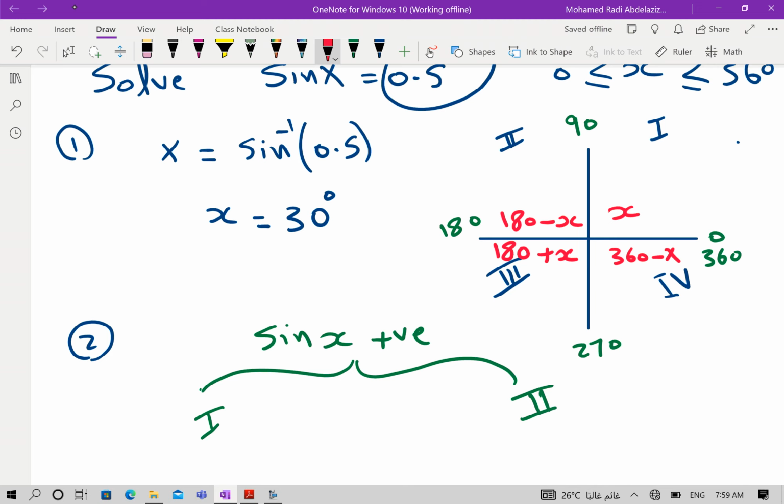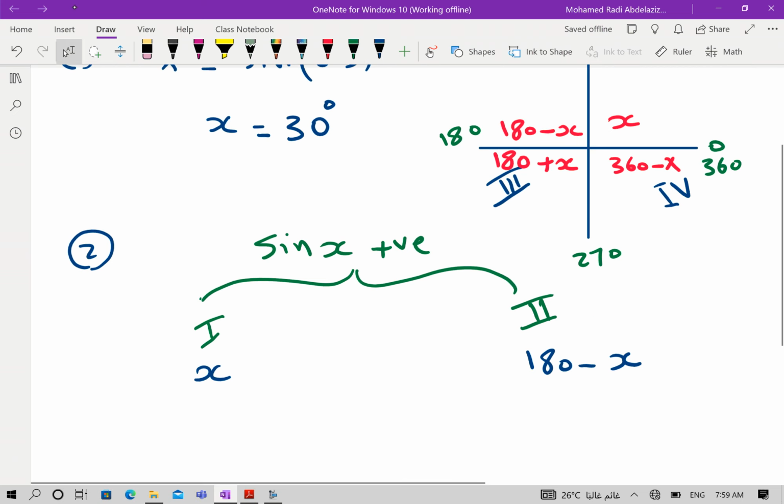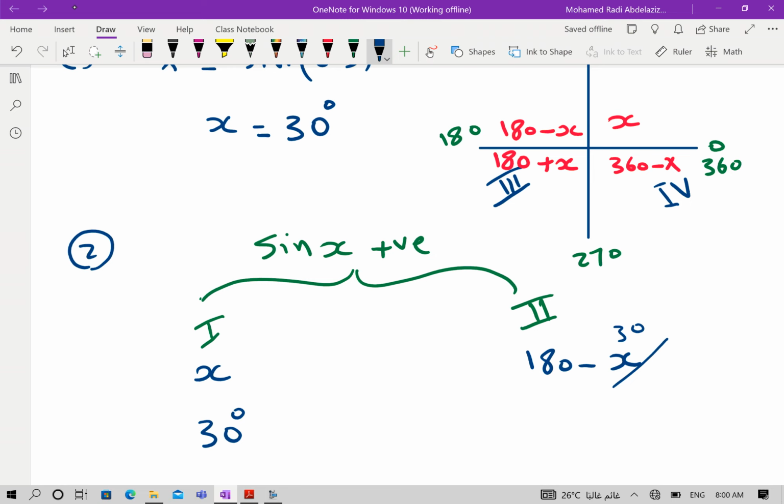How to find the first one? We said use the principal angle. How to get the second one? By using 180 minus x. So the solution is 30 and 180 minus 30, which is 150.